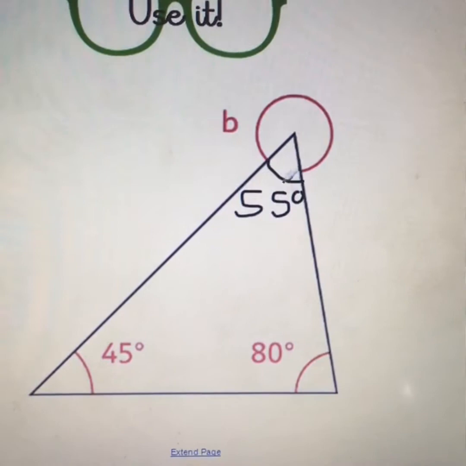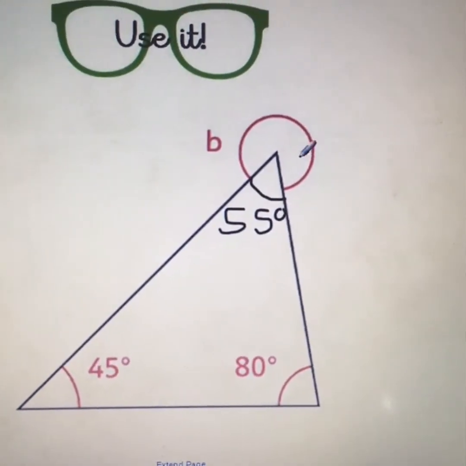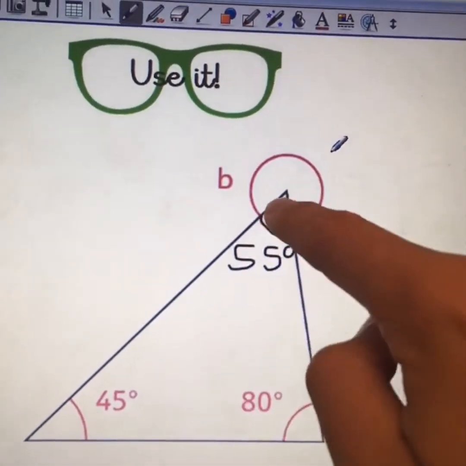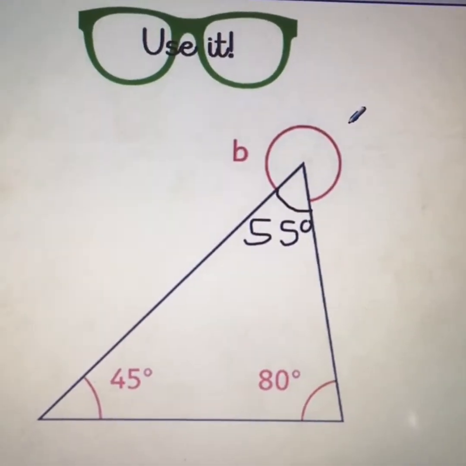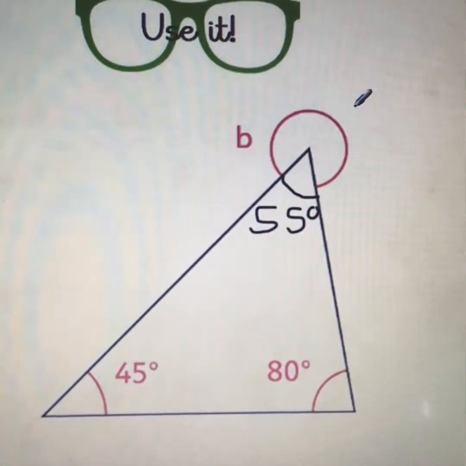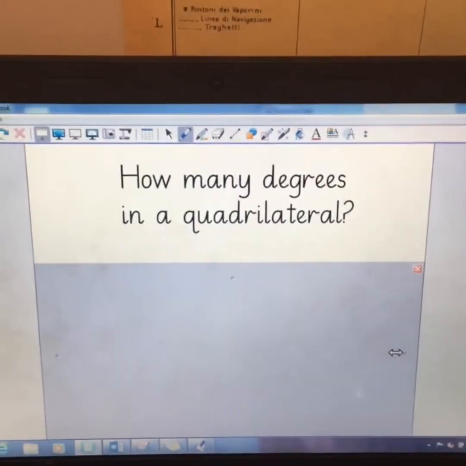What other fact do I need to recall? Well, I now need to know that there's 360 degrees around a point. If this part's 55, what's this missing part here? Well, 360 take away 55 is 305 degrees. Well done. You are doing so well so far.